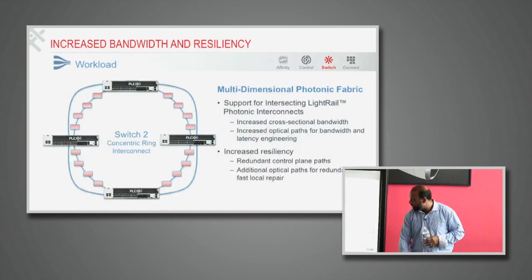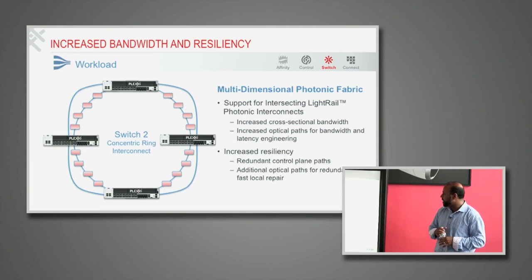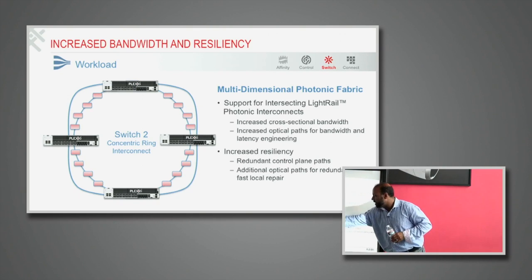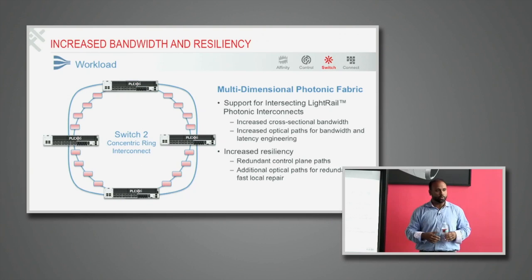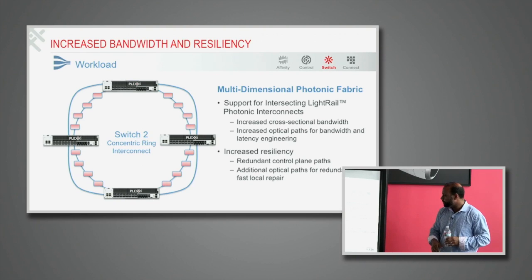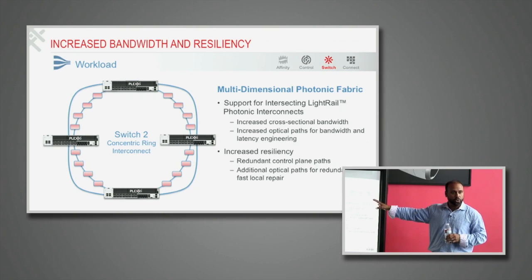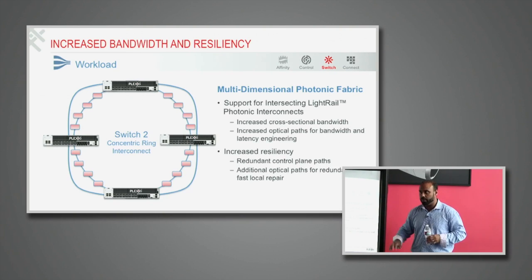Let me show you some of the ways that we do this. This is that concentric interconnect capability. These switch 2s sit on essentially both rings. They've got another 240 gig light rail that connects themselves, and they also sit on the switch 1 240 gig light rail. This is fully compatible, switch 1 and switch 2.